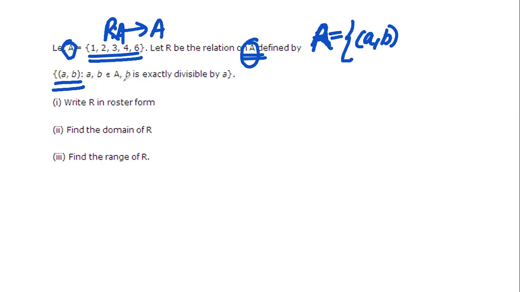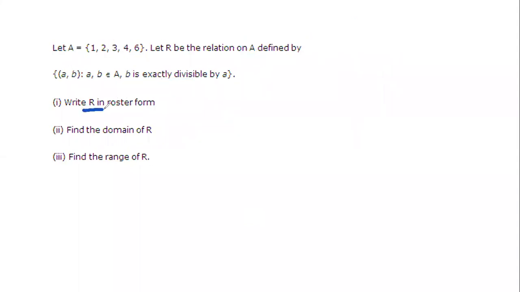Okay. Now, what is the relation? b is exactly divisible by the number which will come first. The second number should be exactly divisible by the first number. It should be exactly divisible. Okay. Let's see what will come in the relation here. To write it in roster form, R.